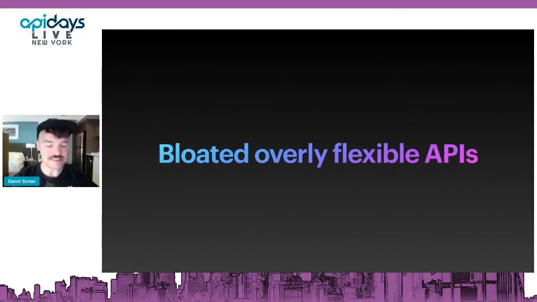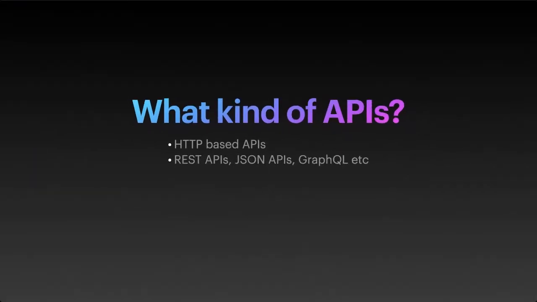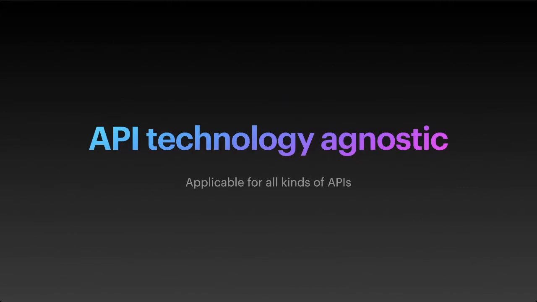Examples of bloated, overly flexible APIs might be APIs that have queries that nobody asked for, endpoints that nobody's using, generally unused functionality like extra fields, extra relationships, and all of these things that you have to maintain, although nobody asked for. Now, what kind of APIs am I going to be talking about? I'm going to be talking about HTTP-based APIs mostly, so like REST APIs, JSON APIs, GraphQL, etc. But in general, this talk is going to be API technology agnostic. It's going to be applicable for all kinds of APIs.